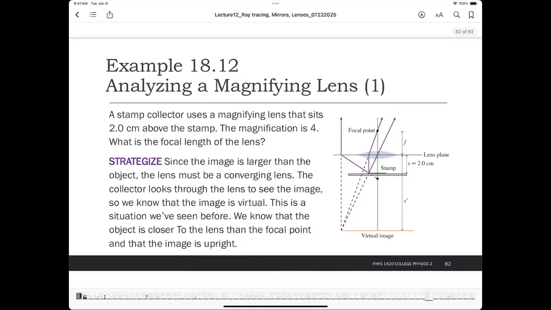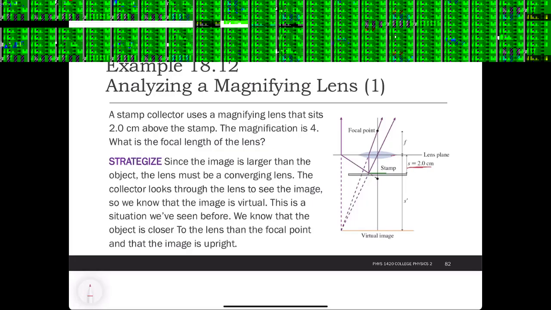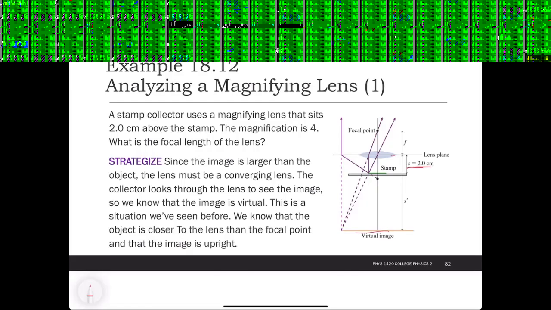Since the image is larger, this is a focal point. This is the stamp, this is the lens, and this is the virtual image. Since the image is larger than the object, the lens must be a convergent lens. The collector looks through the lens to see the image, so we know that the image is virtual. This is a situation we've seen before. We know that the object is closer to the lens than the focal point, and that the image is upright.